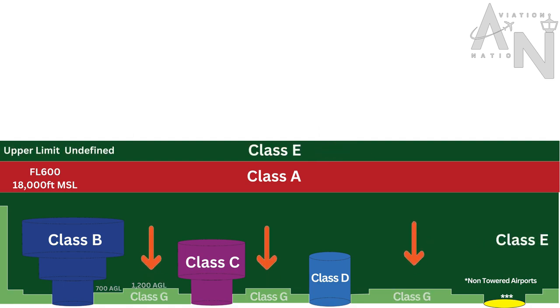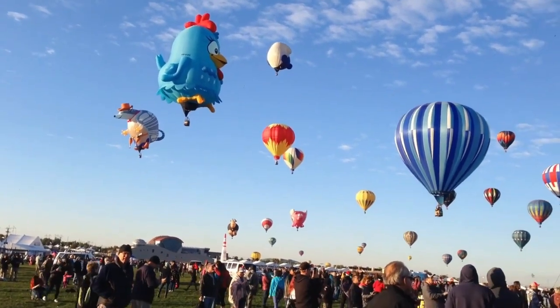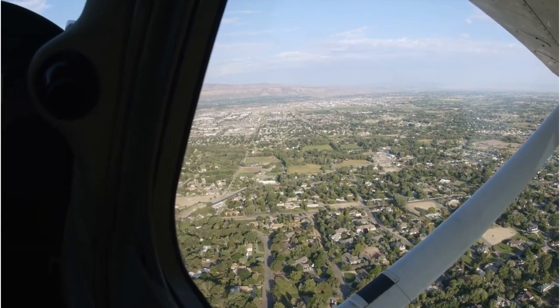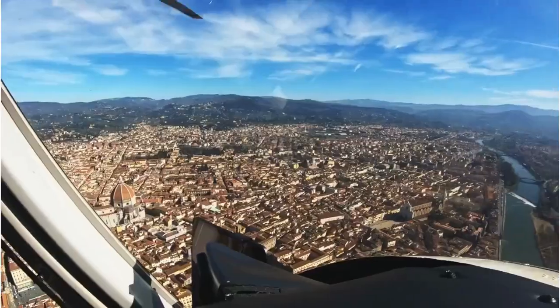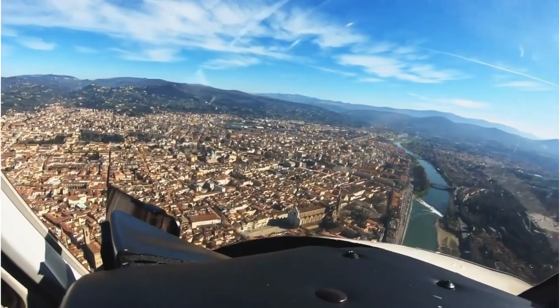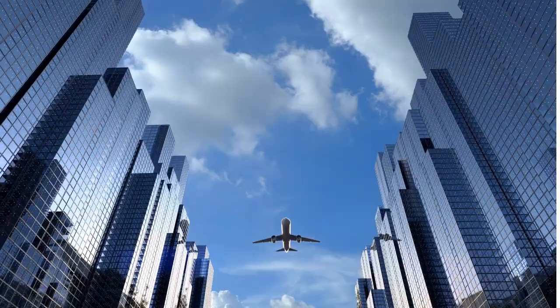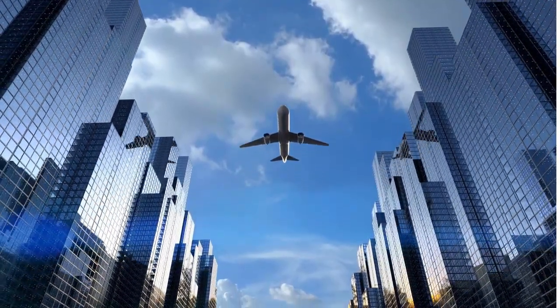Finally, there's Class G airspace, also known as uncontrolled airspace. It extends from the surface up to either 700 feet or 1,200 feet above ground level, depending on your location. In Class G airspace, there are no specific requirements for communication with ATC, making it suitable for VFR flights. Remember, these airspace classes may vary depending on your location and local regulations.